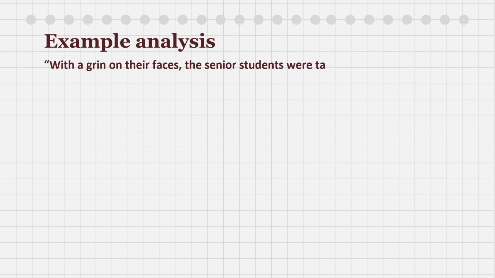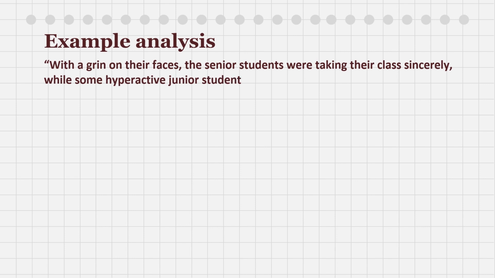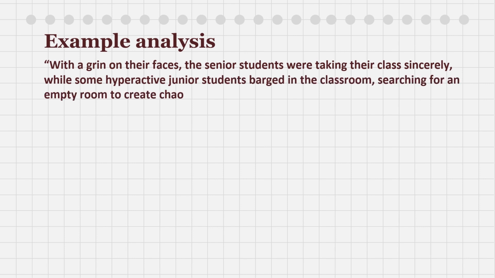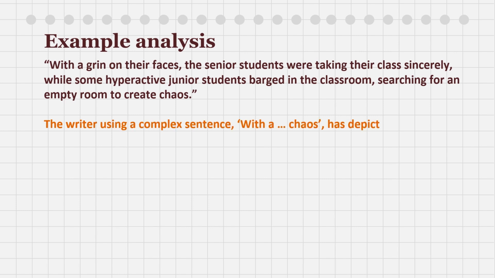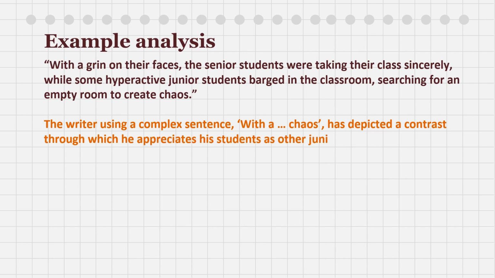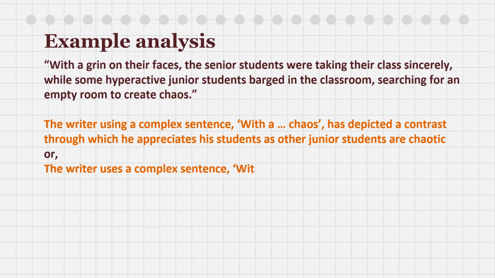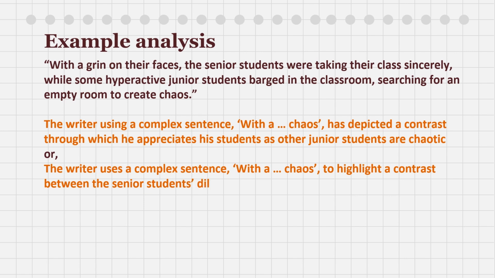For example, the writer has written, with a grin on their faces, the senior students were taking their class sincerely, while some hyperactive junior students burst into the classroom, searching for an empty room to create chaos. As you can see, the writer contrasts two groups of students, the sincere seniors and the mischievous juniors. The use of the word sincerely shows his appreciation for the seniors, and this contrast helps highlight that appreciation even more. We have shown this analysis in 2 different ways.